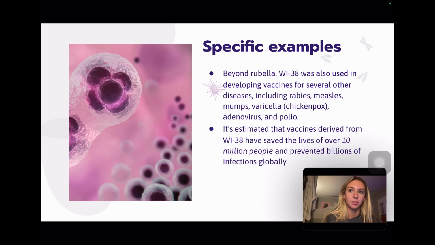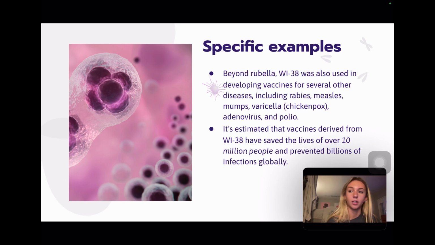Next, measles and mumps. For measles and mumps, WI38 cells were used to propagate and test strains of measles and mumps viruses, ensuring vaccine safety and consistency. These vaccines became part of the combined MMR vaccine, which is for measles, mumps, and rubella. This continues to protect billions of people worldwide.